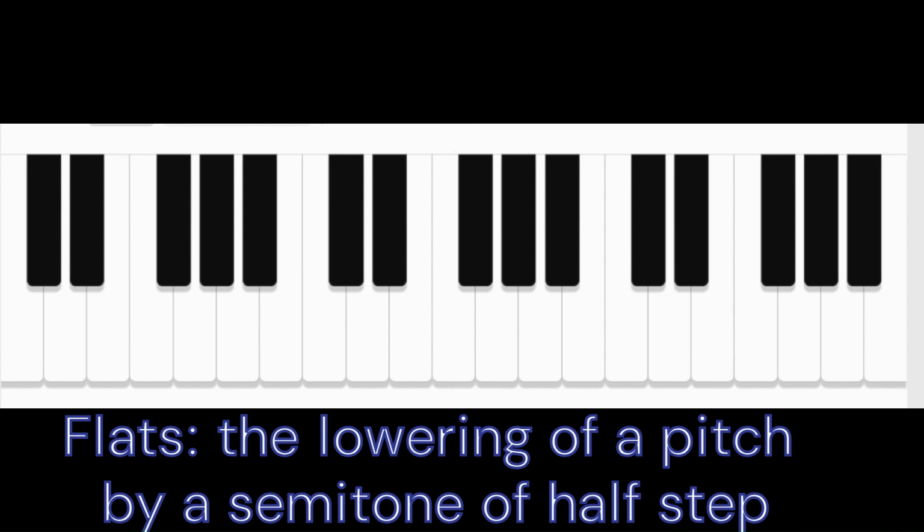So black keys are not only sharps, they are also flats. And you can also have a white key that's flattened. For instance, if I'm on F and I go to the left by a semitone, this white key is now F flat.